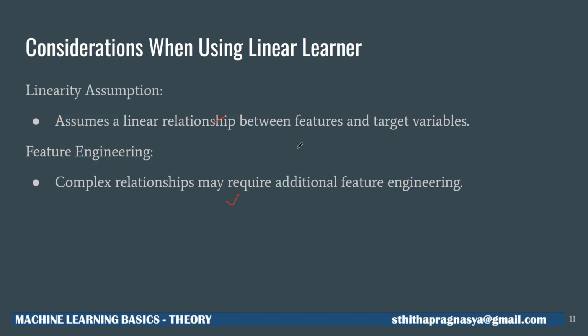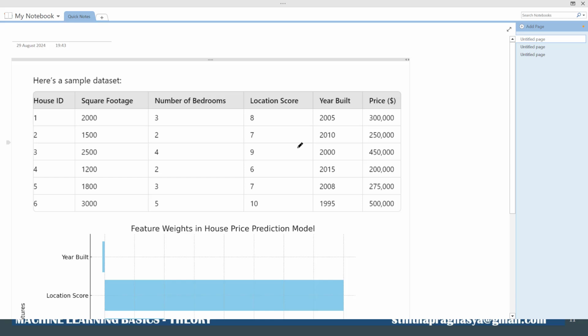Now let's jump into the scenario based step by step explanation of the linear learner algorithm. And what is the scenario here? Suppose you work for a real estate company that wants to predict the selling price of houses based on various features such as the size of the house, number of bedrooms, number of bathrooms, location, age of the house or the year built, and more. Accurate predictions can help the company set competitive prices and provide better estimates to potential buyers and sellers.